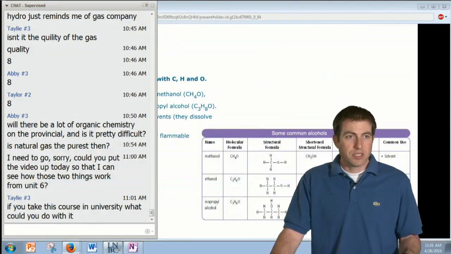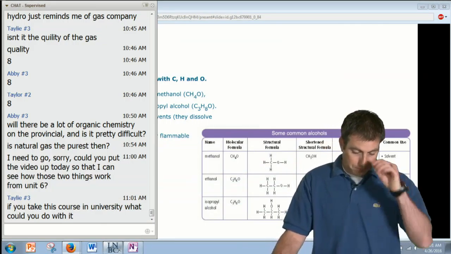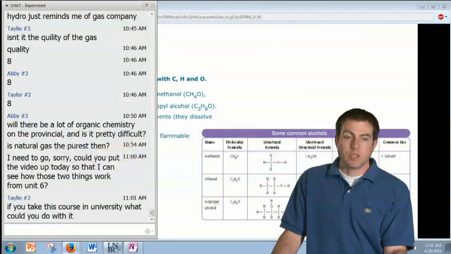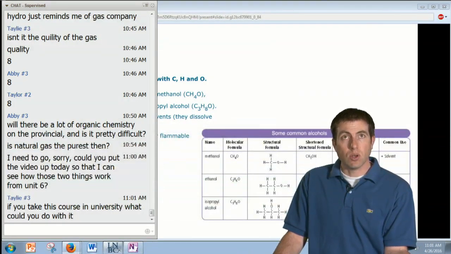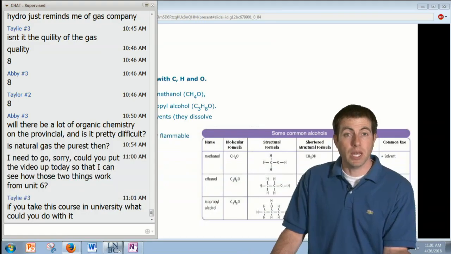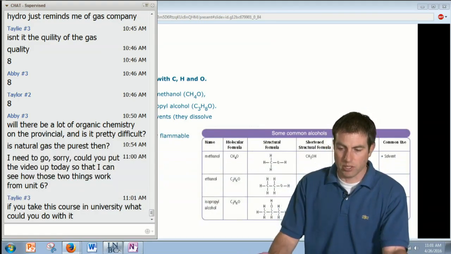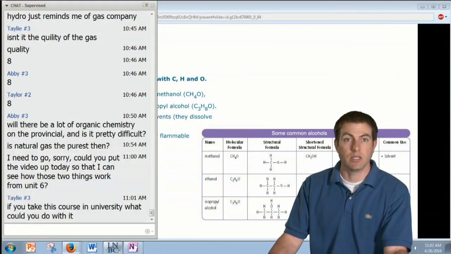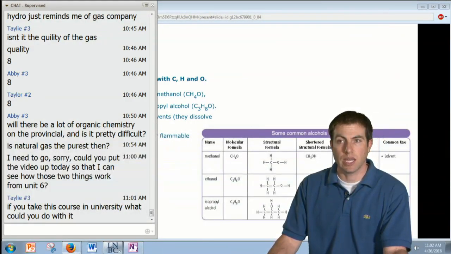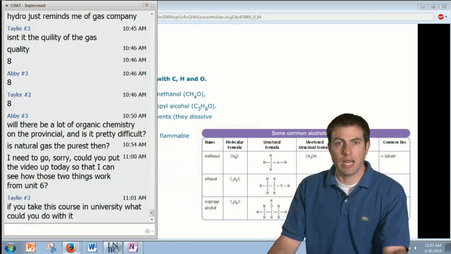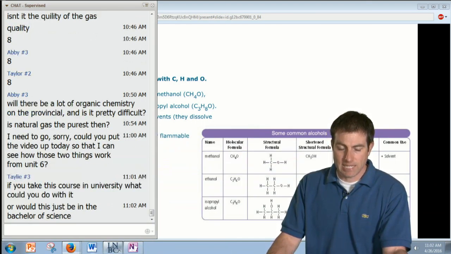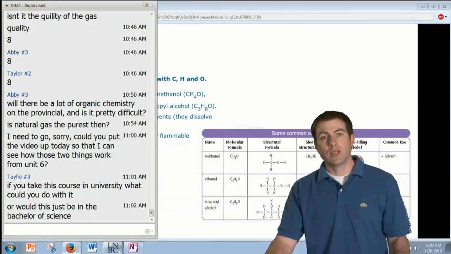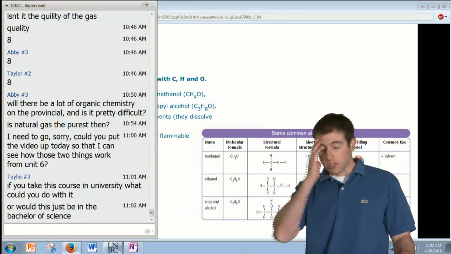If you take this course in university, what could you do with it? I don't know, Taylor. You could work in a lab. So there are pharmaceutical labs, or people who process things like blood, test blood for platelets, or maybe if you're undergoing cancer treatment, they test it for white blood cell count, things like that. So it allows you to work in a laboratory. It is a branch of science, but organic chemistry is a huge branch. They do some really cool things at University College, UBCO.